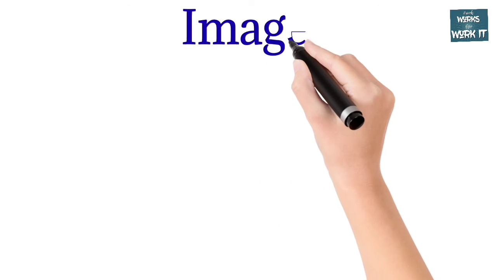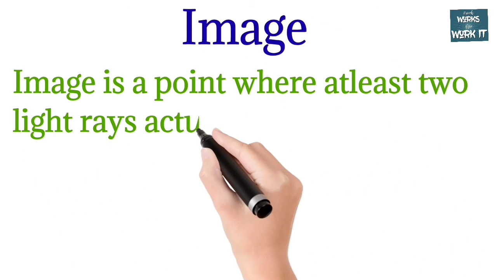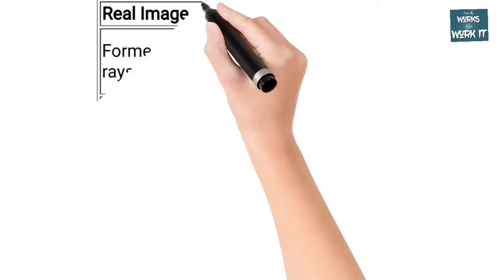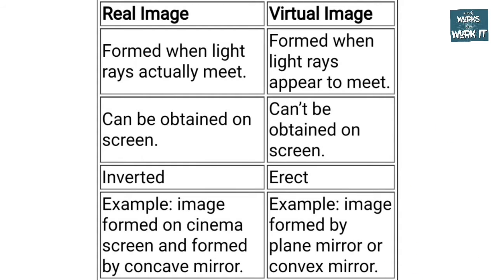So let's see about the image. An image is a point where at least two light rays actually meet or appear to meet. There are two types of images: one is real image and another one is virtual image. A real image is formed when light rays actually meet, and a virtual image is formed when light rays appear to meet. A real image can be obtained on a screen and a virtual image can't be obtained on a screen. A real image is always inverted and a virtual image is erect.